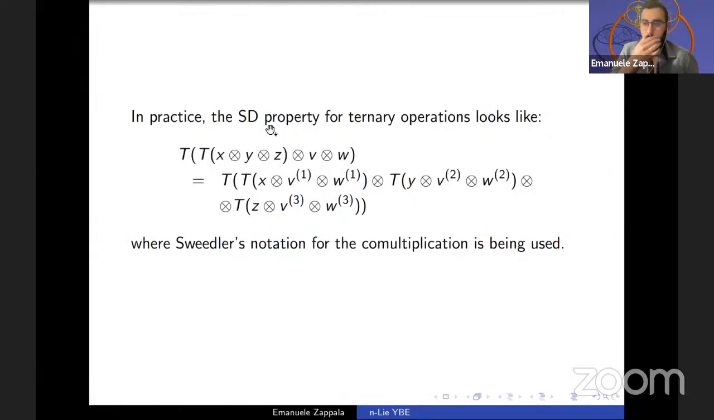So, well, that was a categorical version, but if you're working in the category of vector spaces, this is how a ternary self-distributive operation looks like, where you see the Sweedler notation used to show that things are split using the co-multiplication and are reshuffled. And then the ternary bracket basically here takes triples of elements.